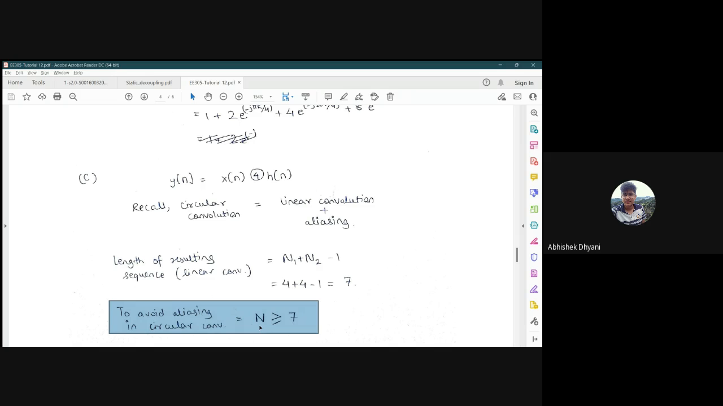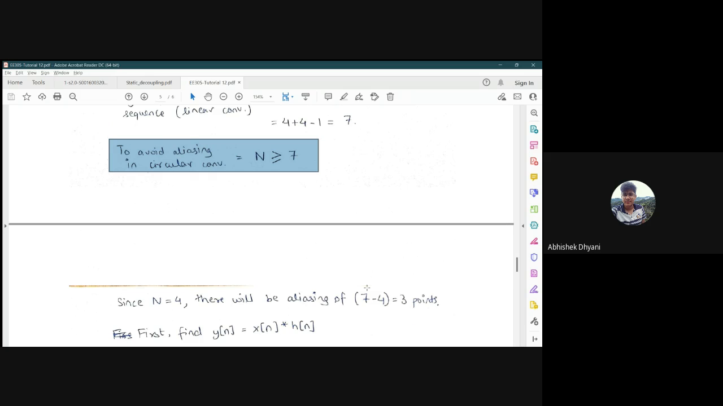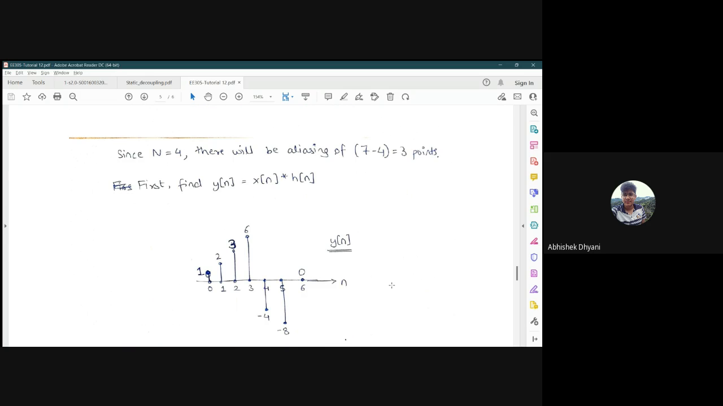Now it is given to us that this capital N is actually 4. And that means that this condition is not true, and there will be aliasing when we do the circular convolution of xn and hn. And how much will the aliasing be? Since capital N is 4, there will be an aliasing of 7 minus 4, that is 3 points. Okay, so let us first find out through the regular way the convolution of xn and hn.